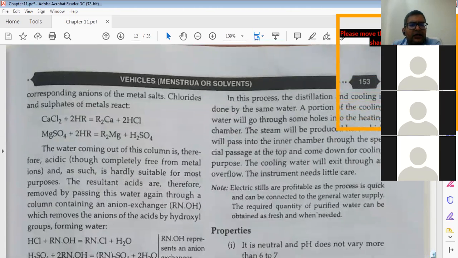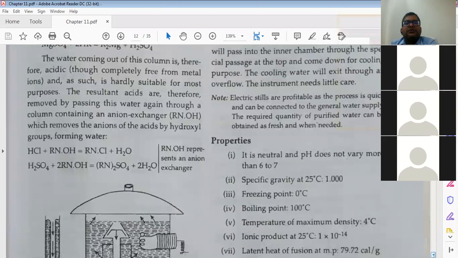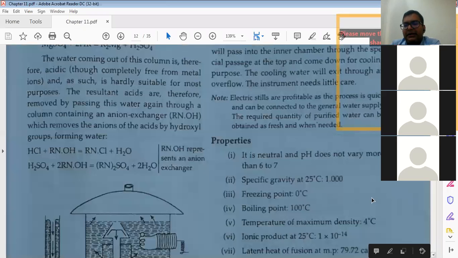Here you can see one example: CaCl2 plus 2HR gives HR2Ca plus 2HCl. Like this, all the impurities are taken out. This ion exchange process is a process for the purification of water. Remember this.